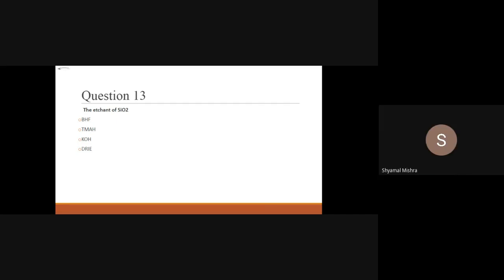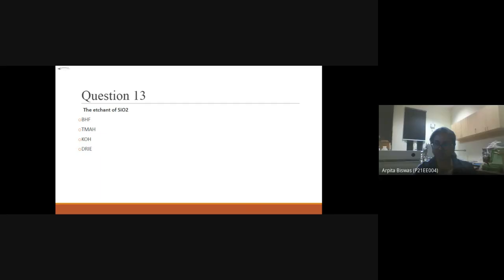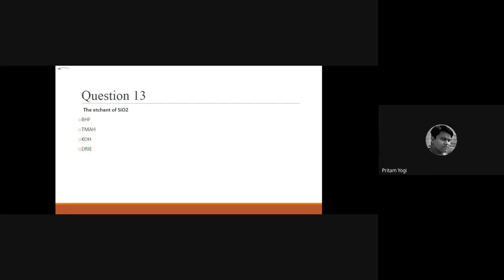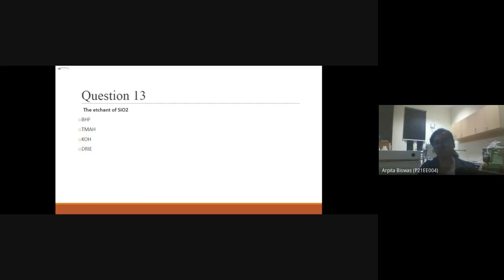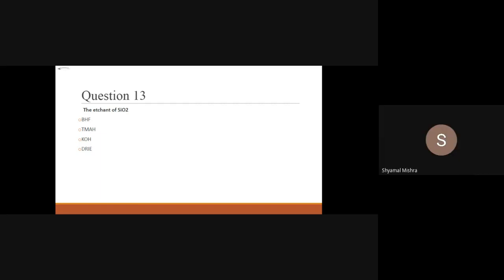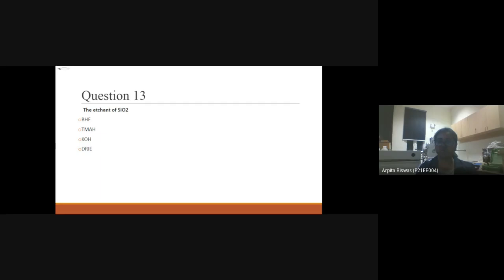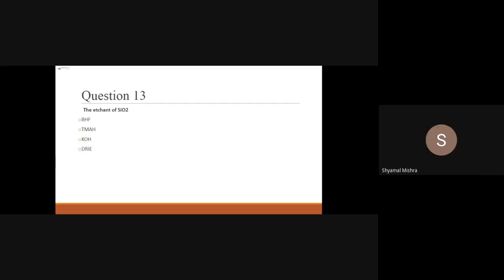If it is etching in a particular direction for silicon, if we dip the wafer into TMAH, it is anisotropic. Yes, it is anisotropic. And here we were asking about the silicon dioxide etchant. So what is the right answer?